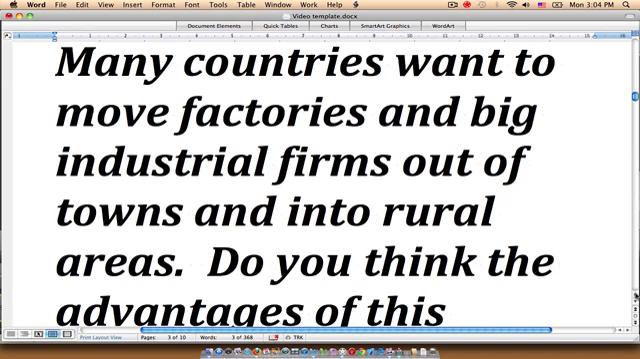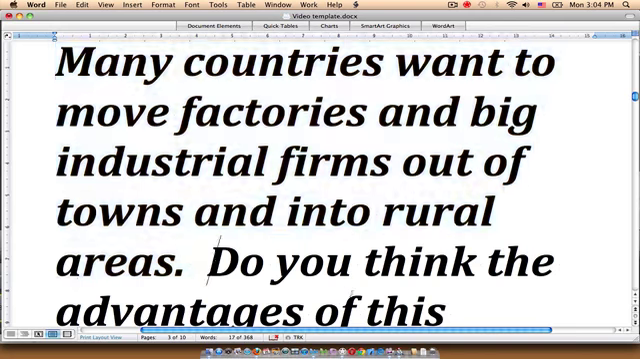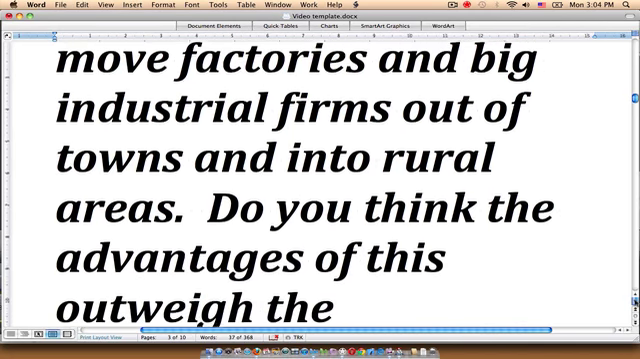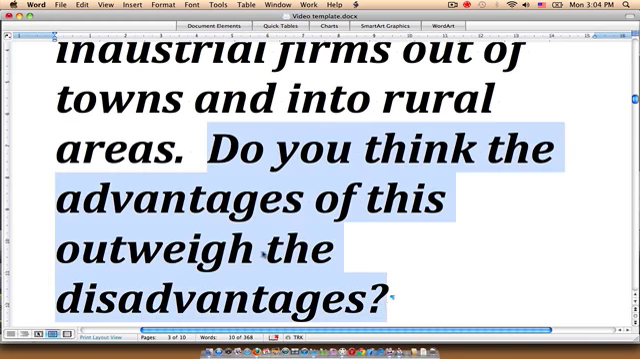Okay. Now, what you see in this essay question is a very straightforward pattern. We're given first a background sentence, and then we are given instructions. So the instructions ask us specifically, do we feel that there are more advantages to the proposed situation, or are there more disadvantages? So that's straightforward.